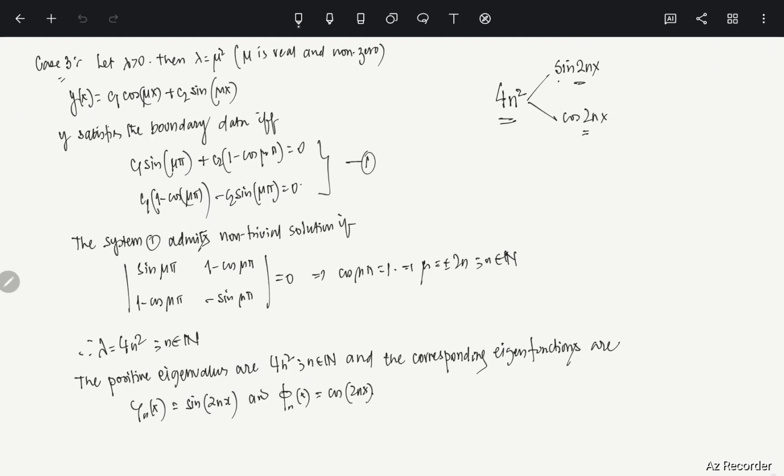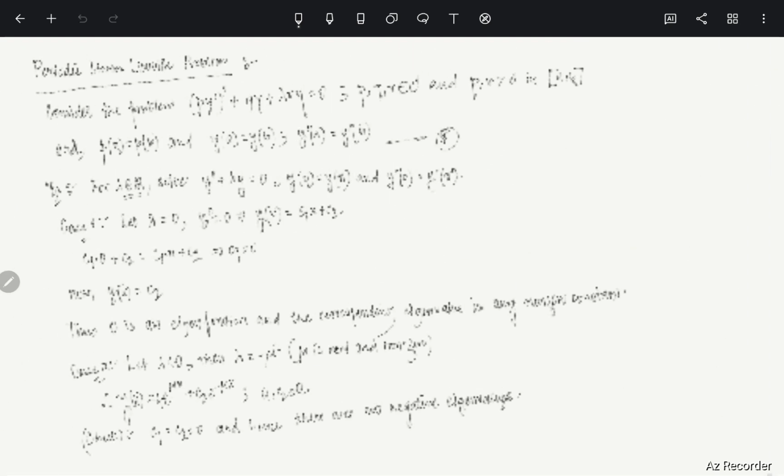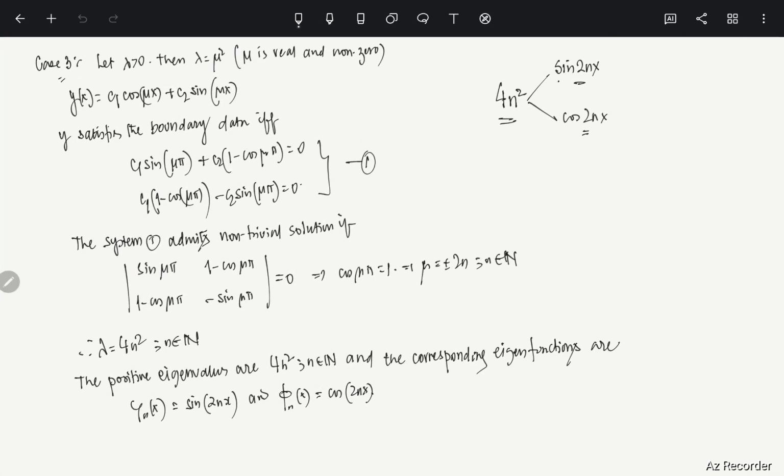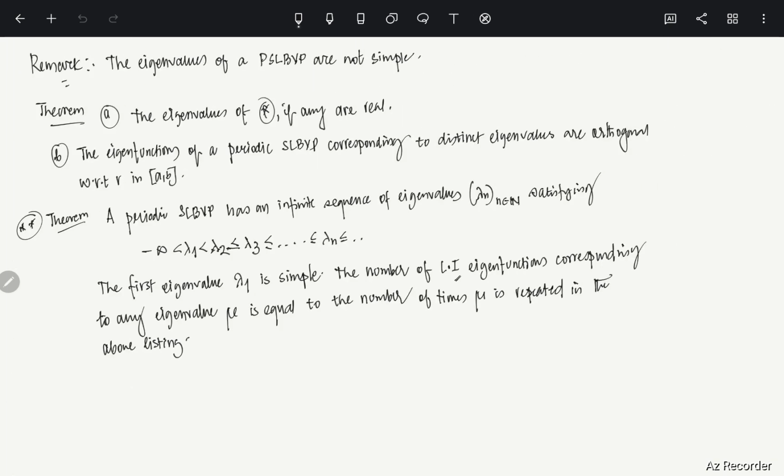So here also, what is the eigenvalue? You see here the eigenvalue is n square in this periodic Sturm Liouville boundary value problem. And this is repeated twice. So how many linearly independent eigenfunctions should be there corresponding to this n square eigenvalue? It will be sine nx and cosine nx. So basically it is 2. Since it is coming twice in the scheme, that is why there are 2 linearly independent eigenfunctions. Okay, so that is there.